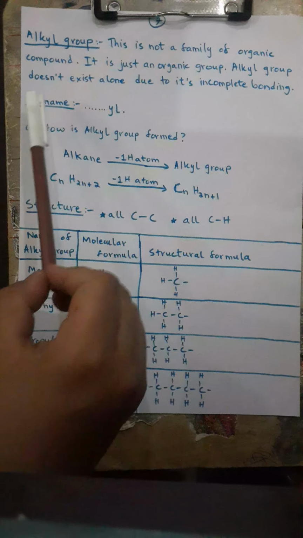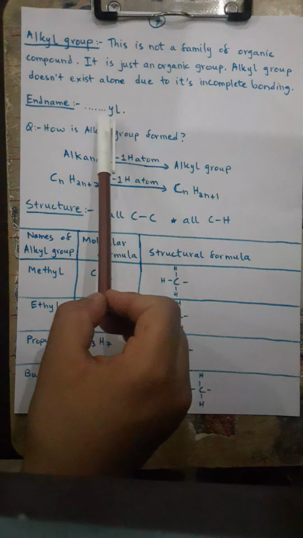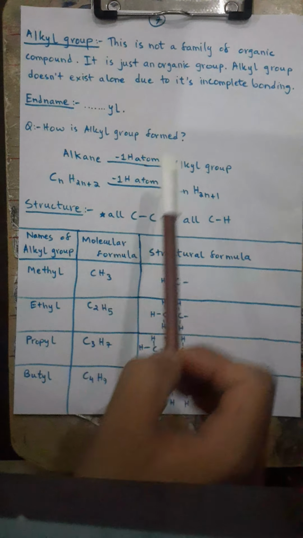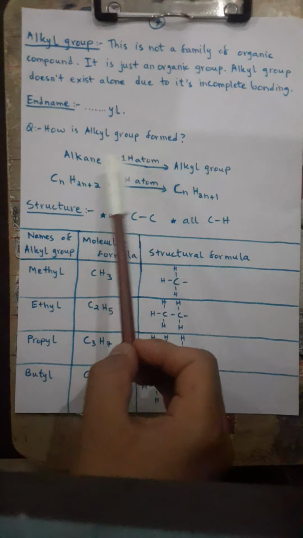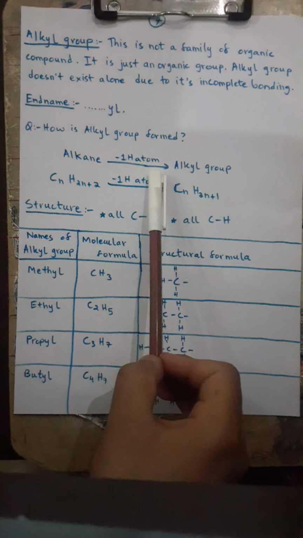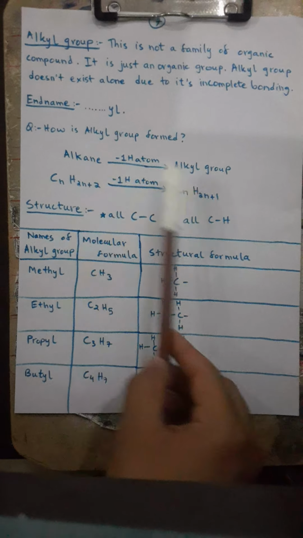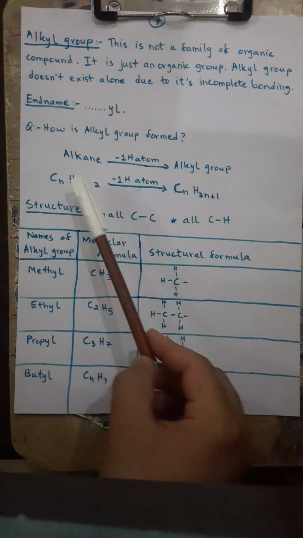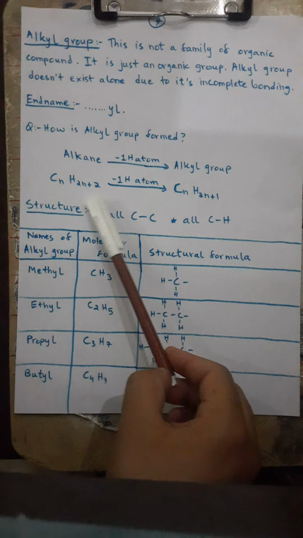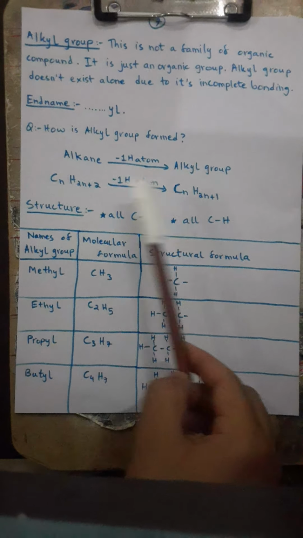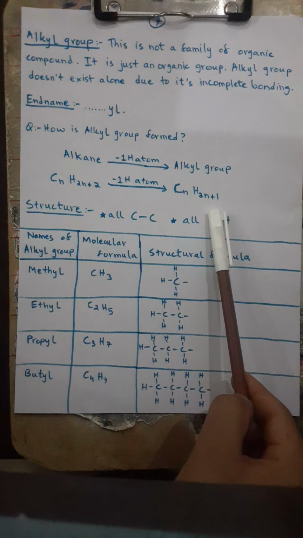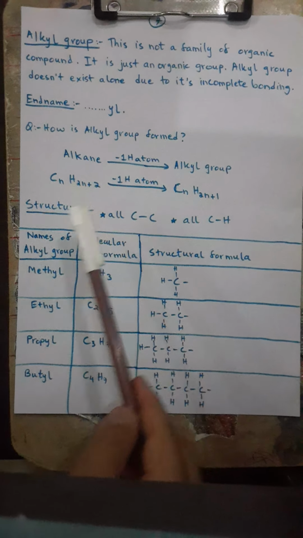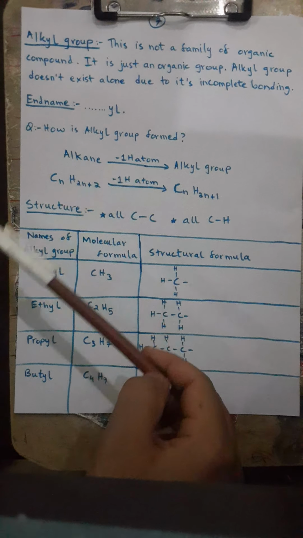Its end name is yl. How is the alkyl group formed? It is formed by subtracting one hydrogen atom from the alkane. Alkyl's general formula is CnH2n+1, and alkane's general formula was CnH2n+2. So if we subtract one hydrogen atom from this, we will get CnH2n+1, meaning we can form an alkyl group by subtracting one hydrogen atom from the alkane.